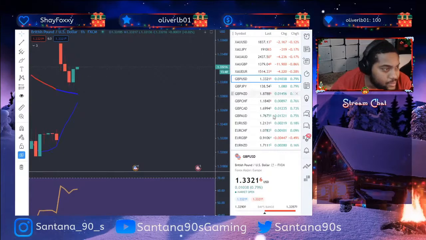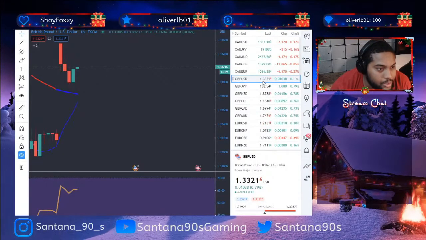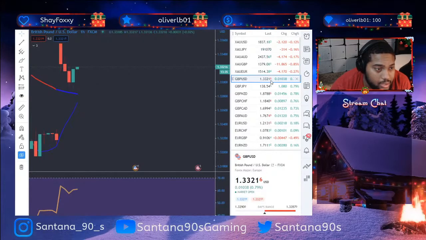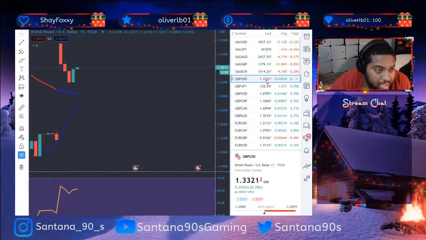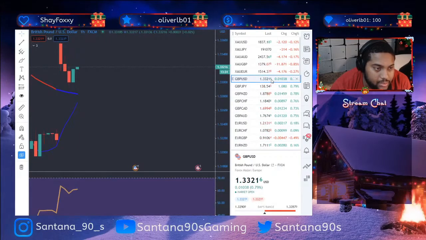All right. So you see 1.33216. This last number, see how it has five numbers after the decimal? This one we don't worry about. We call it a pipette. This number mostly is these four numbers after the decimal. But really the pips come from here.